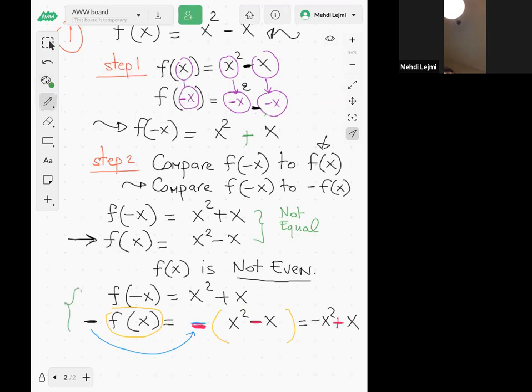Okay, so now, is f of minus x equal to minus f of x? Well, as you can see, this is x squared plus x, and this is minus x squared. There's a minus x squared here, right? That's different from this one here. Here it's plus x squared, here it's minus x squared. So they are not equal. So f of minus x is not equal to minus f of x. So then f of x is not odd.